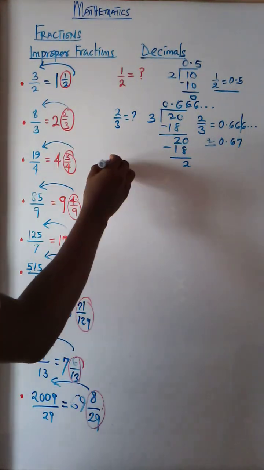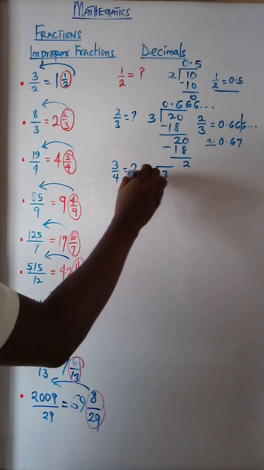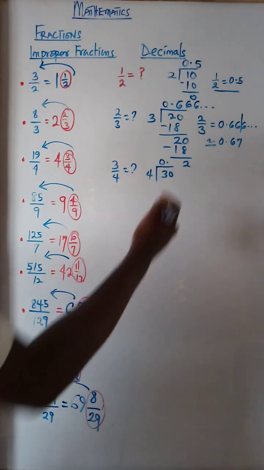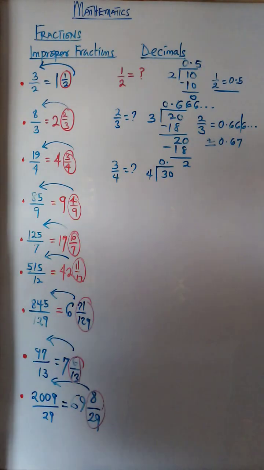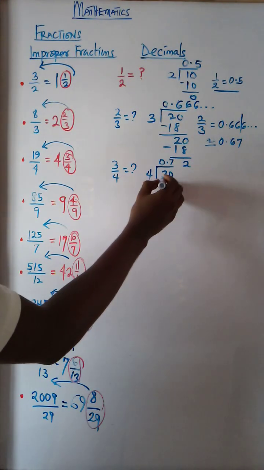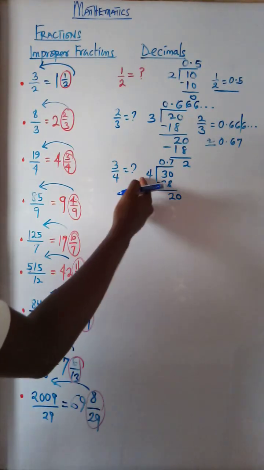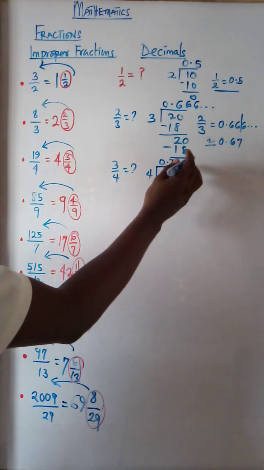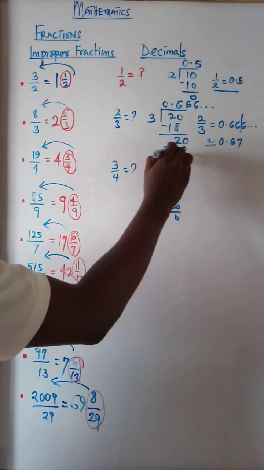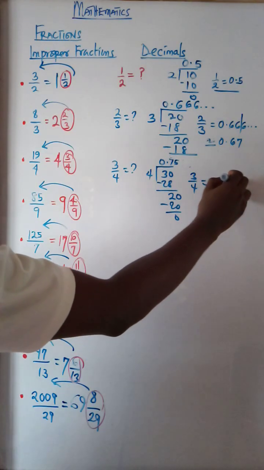Now 3 over 4. What will be 3 over 4? Similar thing. 3 will be inside, 4 will be outside. 4 in 3, 0. 0.0. 4 in 30, that will be 7. 7 times 4 is 28. Subtract to get 2. Then you put 0. 4 in 20 is 5. Then 5 times 4 is 20. No more remainder. So what's the answer straight? 0.75. So it means 3 over 4 is 0.75.